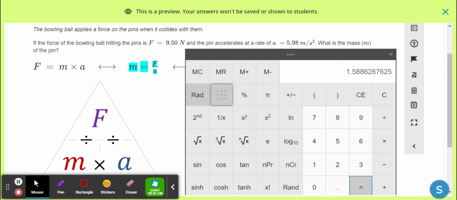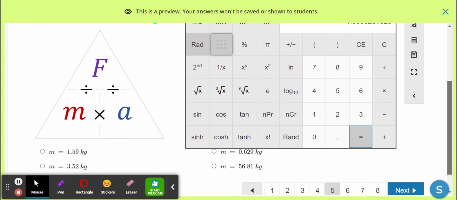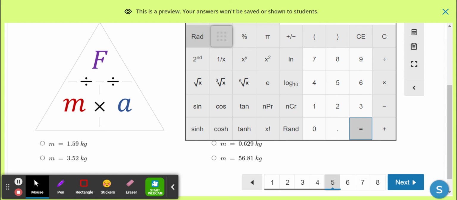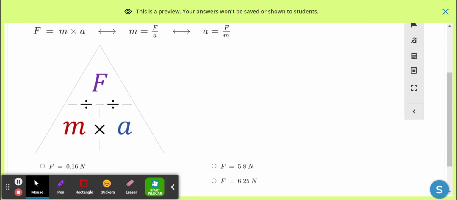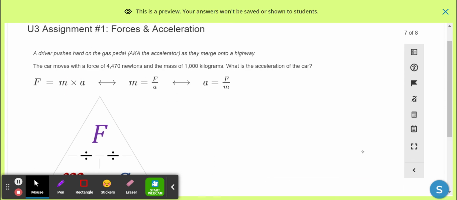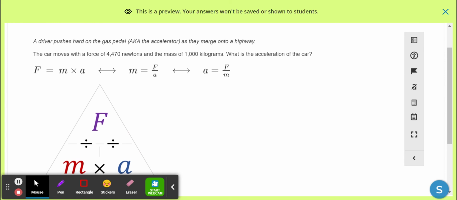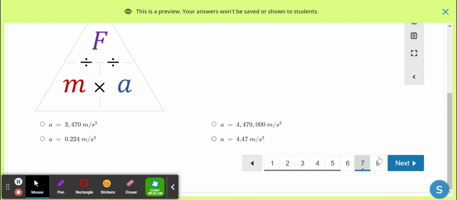So let's see if that matches up with something down here. Right there, 1.59. And our mass is in kilograms. Okay, so whether you're trying to solve for force or mass or acceleration, it's just a matter of picking the right equation. Let's see what these other questions are like. This is one where you're calculating the force again, so you're picking the equation where you can have F equals and solving out for it. Question 7 has us plugging in a force and a mass to find the acceleration. Again, just plugging it in, making sure you have the right equation.